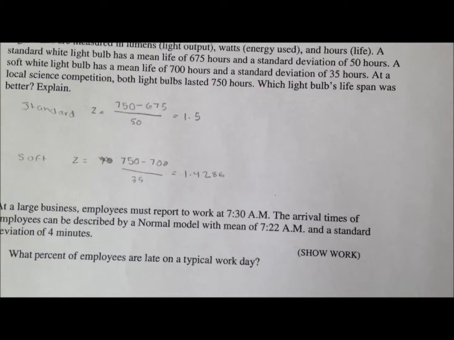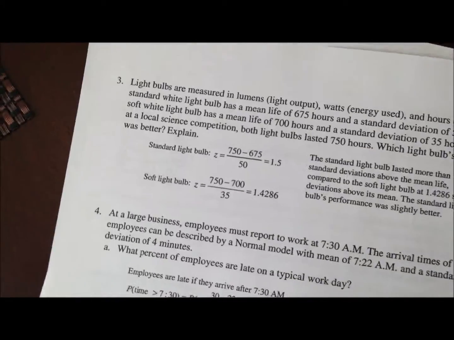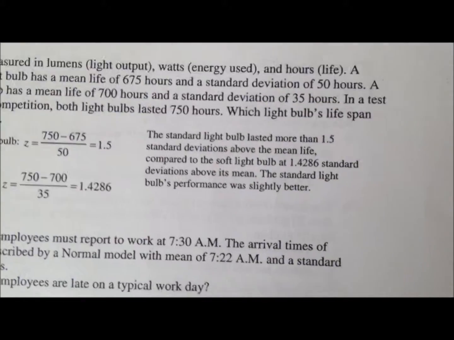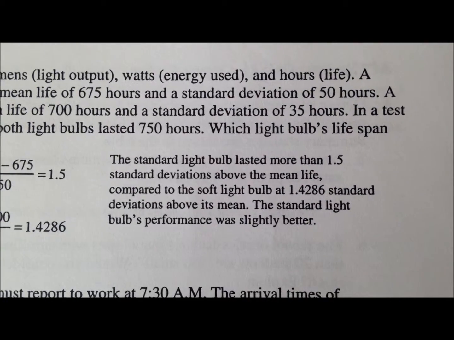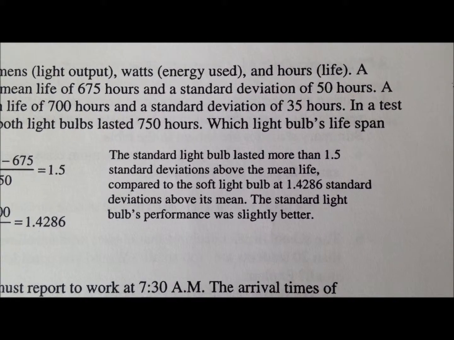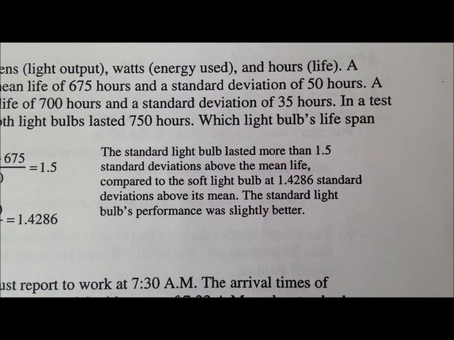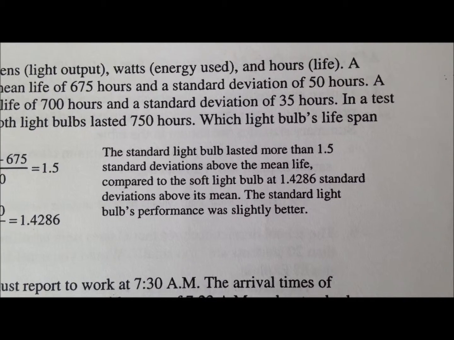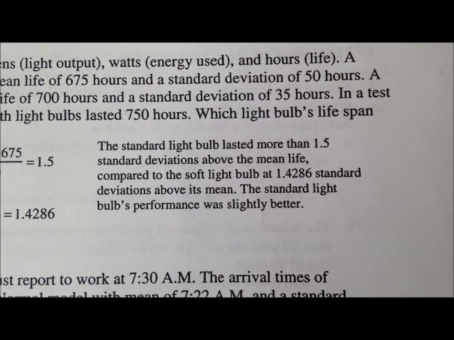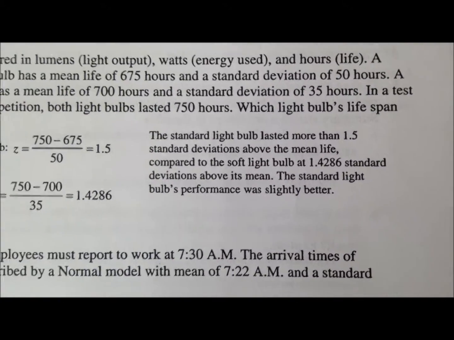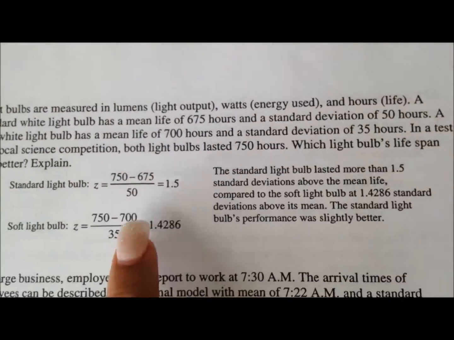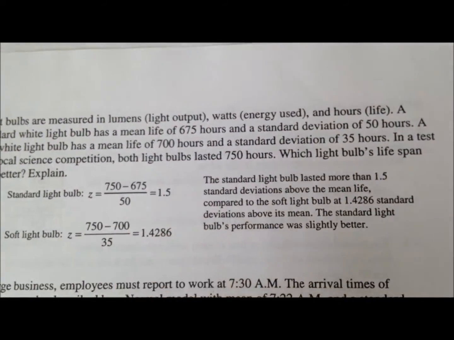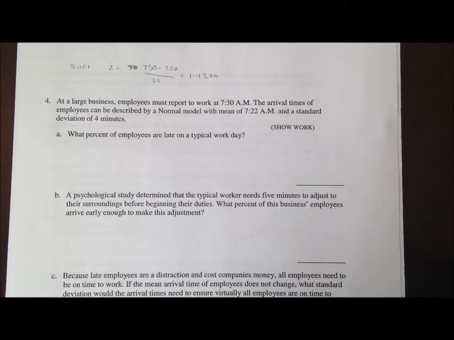Now, my paper gives an explanation as to why for the second part of this question, which is to explain, and that is that standard light bulbs last more than 1.5 standard deviations above the mean life, compared to the soft light bulbs at 1.4286 standard deviations above the mean. The standard light bulb performance was slightly better. As you can see, that is the difference between the 1.5 here and the 1.4286.